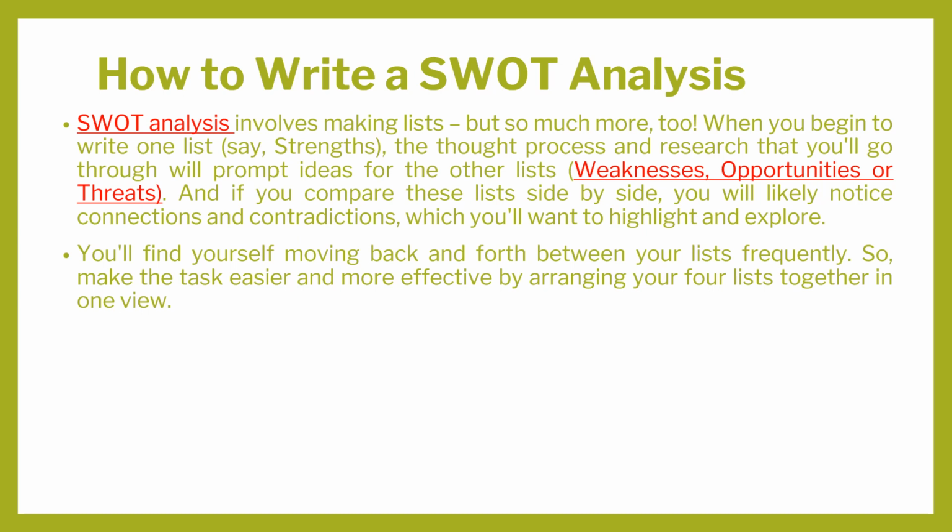How to write a SWOT analysis. SWOT analysis involves making lists, but so much more too. When you begin to write one list, the strengths, the thought process and research that you will go through will prompt ideas for the other lists: weaknesses, opportunities, or threats. And if you compare these lists side by side, you will likely notice connections and contradictions which you will want to highlight and explore. You will find yourself moving back and forth between your lists frequently. So make the task easier and more effective by arranging your four lists together in one view.